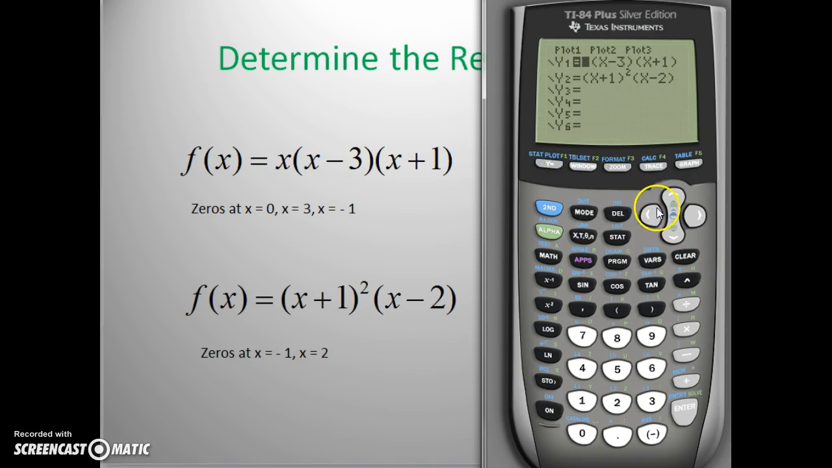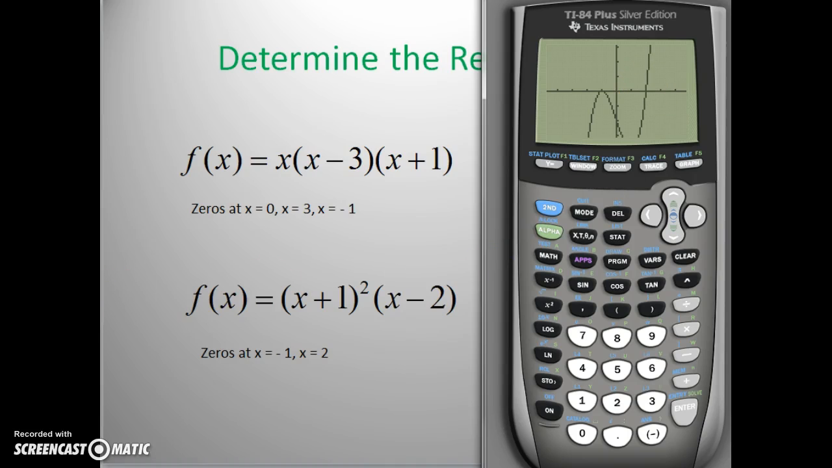In the second function, so let me turn this one off, and I'll turn the second one on and go ahead and graph that in the same window. I see I have a 0 at negative 1 and another 0 at positive 2. Now, something interesting happened here. The 0 at negative 1, my graph kind of bounced on the x-axis, and the 0 at positive 2, it just kind of passed through.